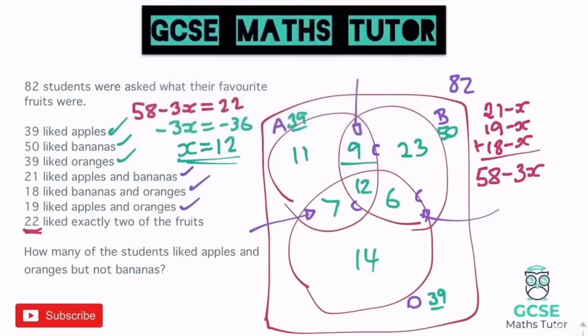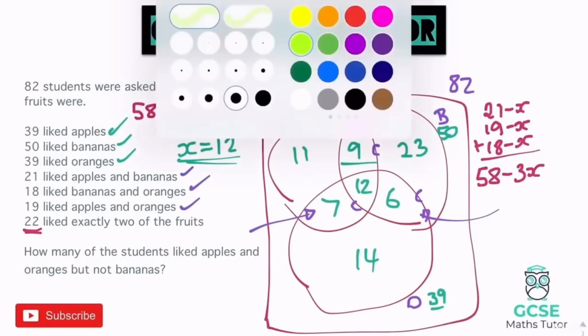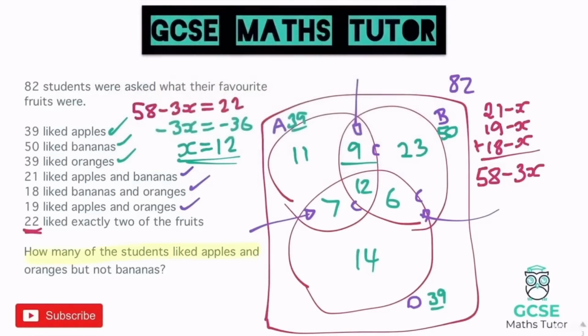Now, not to forget what the question was actually asking us, it said how many of the students like apples and oranges but not bananas? Now the ones that like apples and oranges but not bananas are here. Let's highlight it. These ones here like apples and oranges, but they don't like bananas. So we've got 7 people there. So we've got a total of 7 people out of the 82 people in total, and that will be our final answer. There we go.